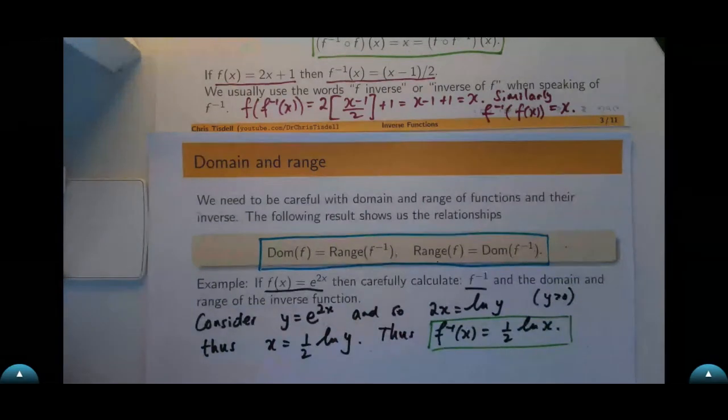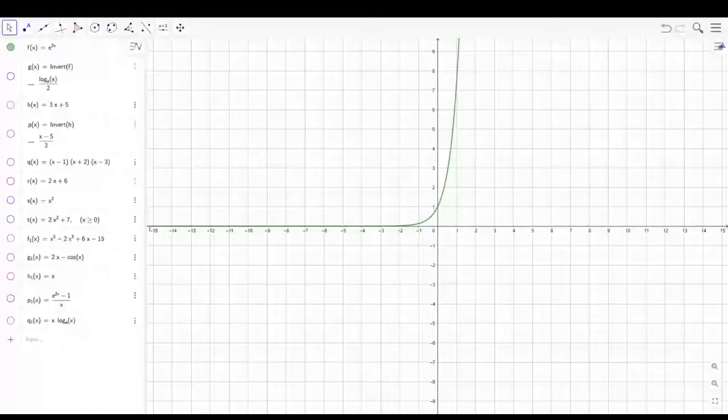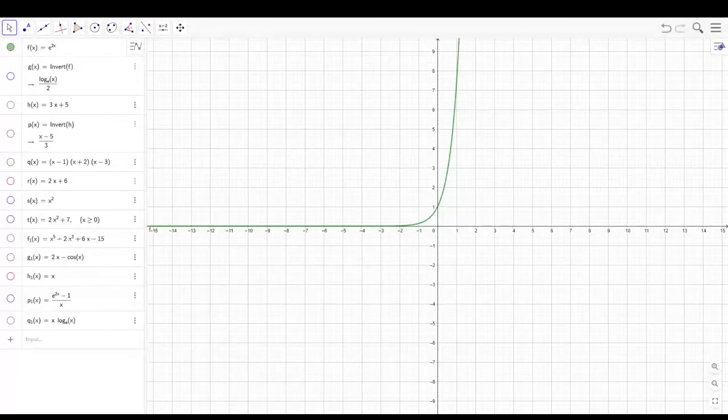Well, let's go to GeoGebra. Did somebody say GeoGebra? And we can have a little look. Russell, from the definition of the exponential, the two equations are equivalent. When I go back to my PDF, I'll discuss that in a second.